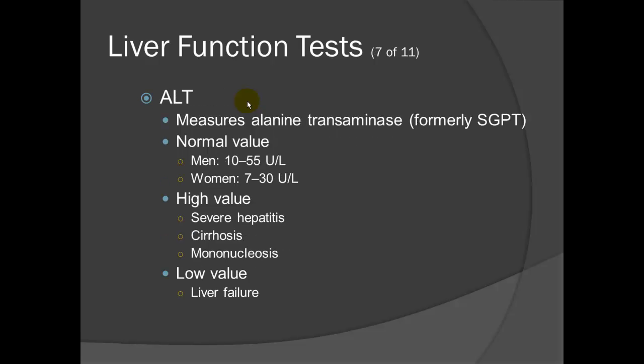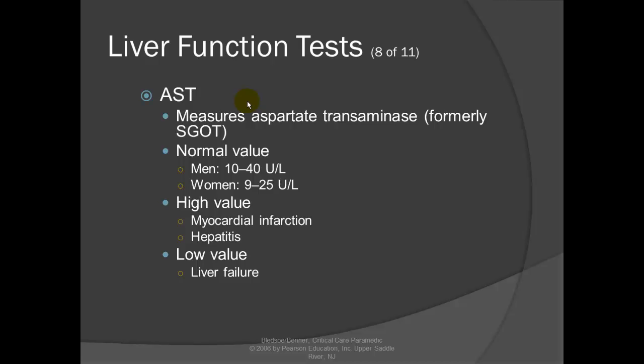Liver function tests, ALT, measuring alanine transaminase, formerly SGPT. Normal values in men 10 to 55, in women 7 to 30. High value would suggest severe hepatitis, cirrhosis, or mononucleosis. Low value, liver failure. AST measures aspartate transaminase, formerly SGOT. Normal value in men 10 to 40, in women 9 to 25. High value, myocardial infarction, hepatitis. Low value, liver failure.